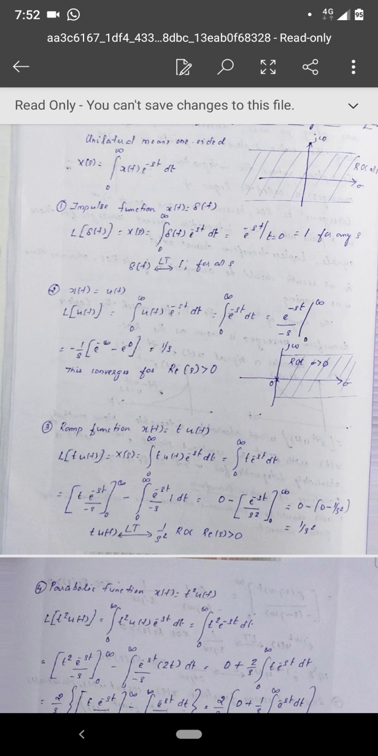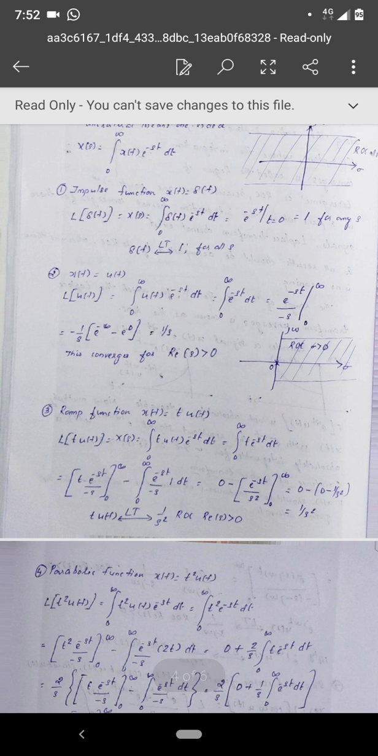Why does it not include the pole? If it includes the pole, then real part of s equal to 0 should also be acceptable. That is not acceptable. So real part of s is greater than 0. So the pole is not at all included in the region of convergence. So the region of convergence is the right side of the pole.